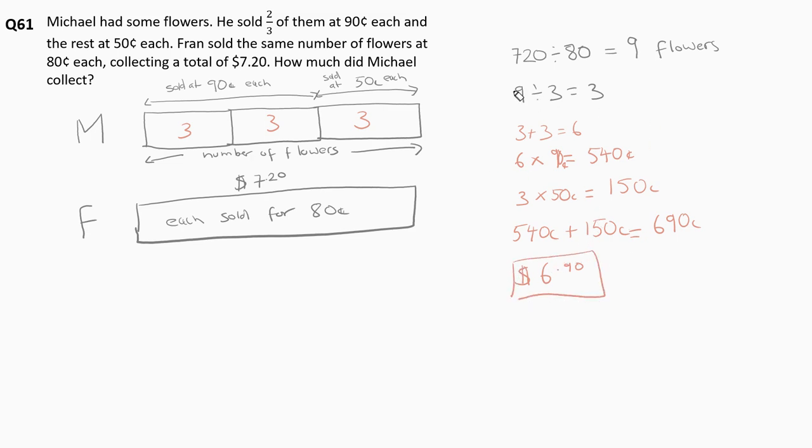Now, if you looked at the answer book, the solutions, they didn't draw a model for this part, but you can see how this made it really easy. They just skipped the model and looked at how you might calculate this. After you'd found out how many flowers there were, instead of drawing a model, they just said, well, 2/3 of the flowers were sold at 90 cents. What is 2/3 of 9? And they did this, didn't they?